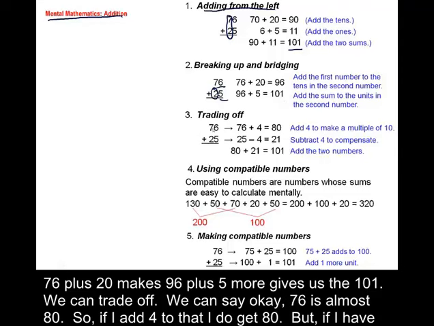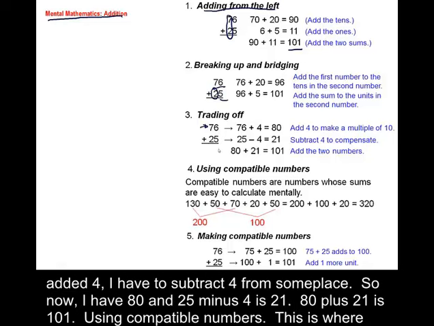We can trade off. We can say, okay, 76 is almost 80. So if I add 4 to that, I do get 80, but if I've added 4, I have to subtract 4 from someplace. So now I have 80, and 25 minus 4 is 21. 80 plus 21 is 101.